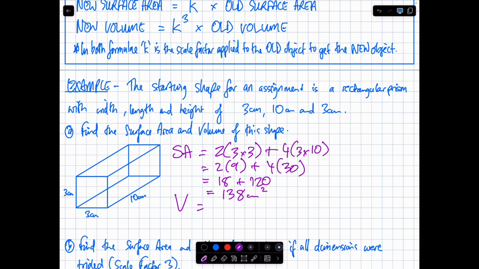Volume of a rectangular prism is length times width times height. So it's 3 times 3 times 10. 3 times 3 is 9, times 10, 90 cubic centimeters. Can you get that working down, please?